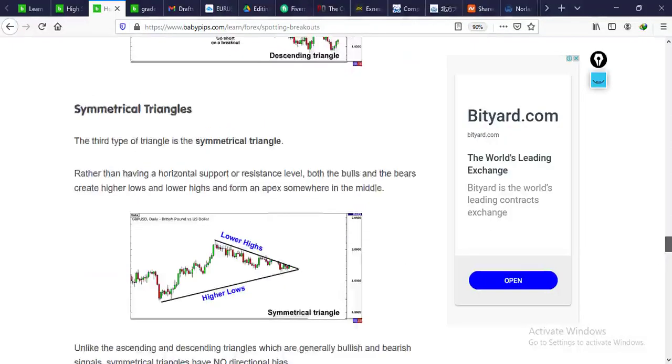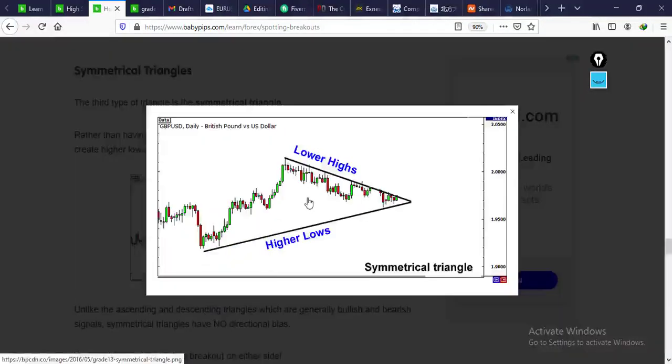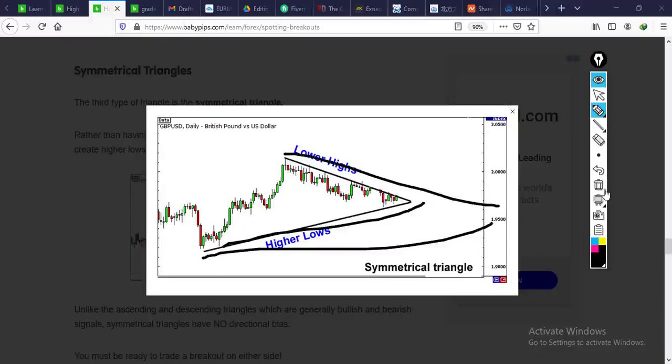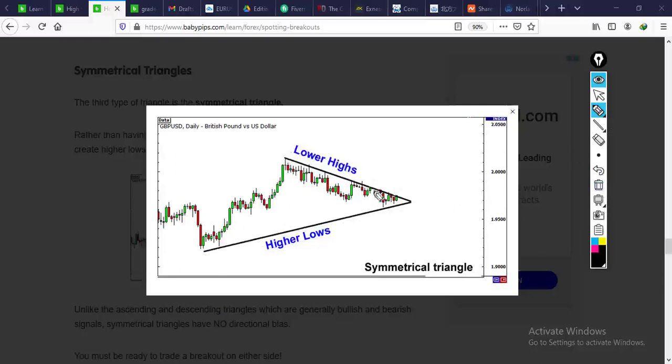Now the next one we have is symmetrical triangles. Now symmetrical triangles have no absolute direction in which they will break. So once the symmetrical triangles are forming, draw your trend lines to connect your lower highs and your higher lows, okay. Once you connect them, the next thing for you to do is to wait, because price can either break to the top side or break to the bottom side, okay. And this is why it is called a symmetrical triangle. You do not know. Wait for price to break.